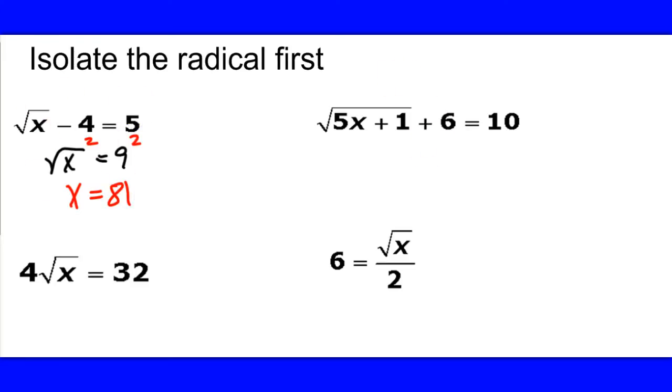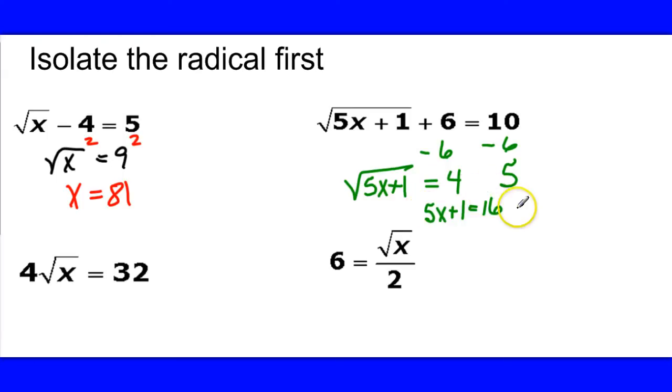In this case, we're going to subtract 6 from both sides first. That's going to give me the square root of 5x plus 1 is equal to 4. Square both sides. 5x plus 1 is equal to 16. Subtract 1 from both sides and divide by 5, and you get x is equal to 3. Again, go back and check that, and you'll see that it works.